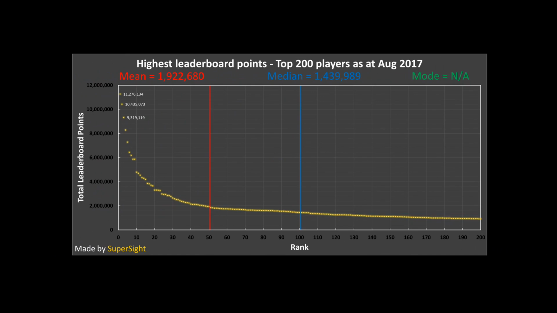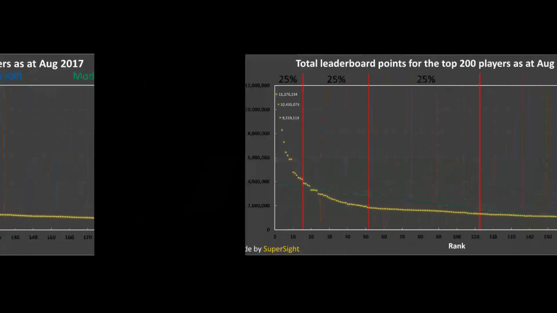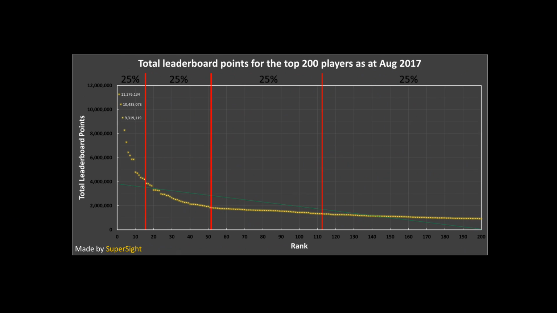And then we have the mean, which is another name for the average. So it's the total amount of points from all these little golden dots added up, divided by 200, because there's 200 players. So as you can see, it's quite to the left of the center. Those really high players, those top 10, really skew it to the left. So that is the first one right there. So going to the second one, this here is the total leaderboard points for the top 200 players as at August 2017.